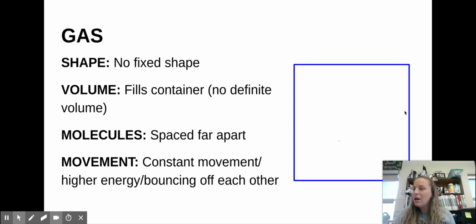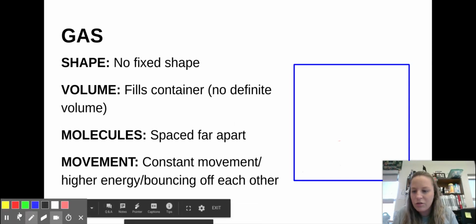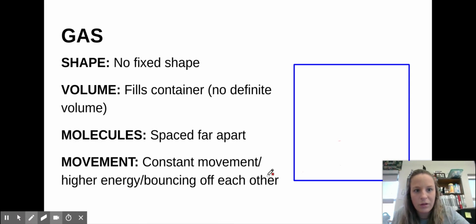They have no shape, no volume. They're spaced super, super far apart, and they're going crazy. Sometimes they run into each other and bounce off and go the other way. But really, gas molecules, they're nuts. All right, so we've got solids, liquids, and gas. Let's draw it. Okay, I'm going to try something and see if this works to draw our gas molecules over here. Let's see. Don't know if it'll work.